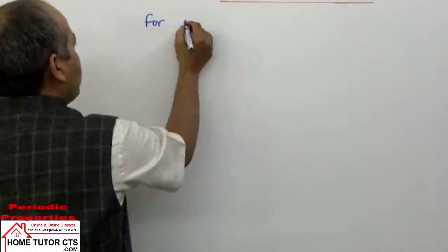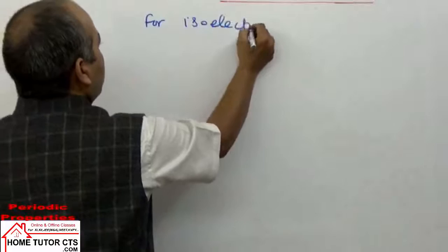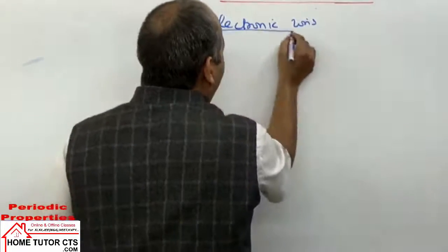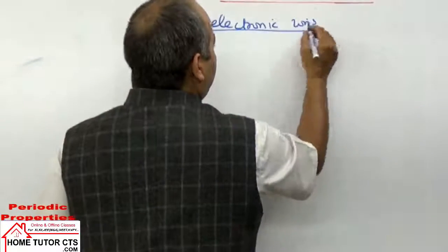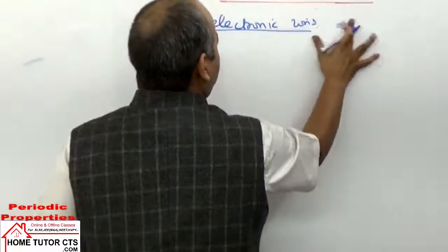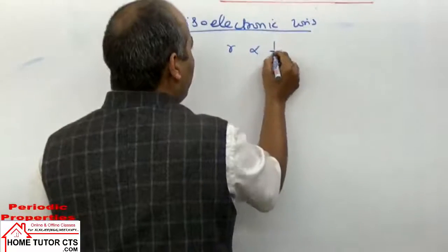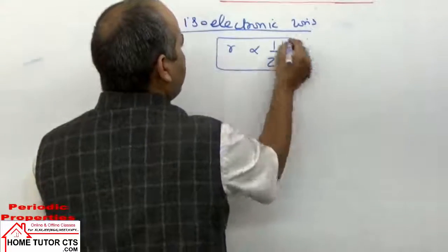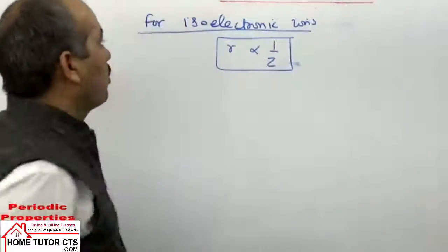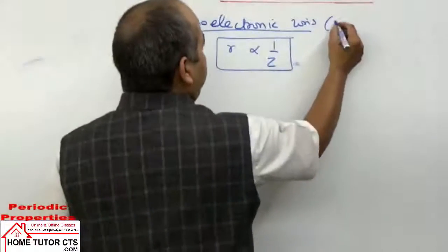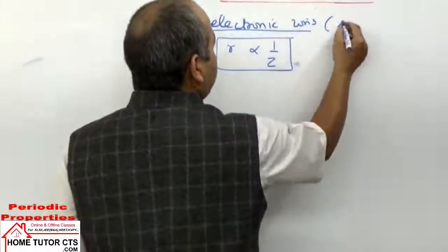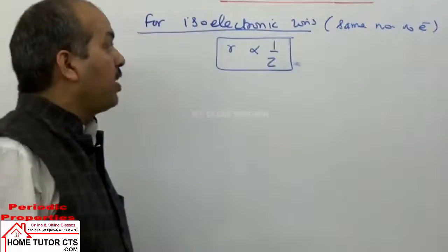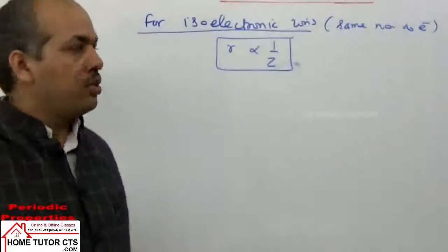For isoelectronic ions, the size depends only on the effective nuclear charge, or only on the atomic number; the radius is inversely proportional to it. Isoelectronic ions means they have the same number of electrons. When they contain the same number of electrons, we call them isoelectronic ions or atoms.